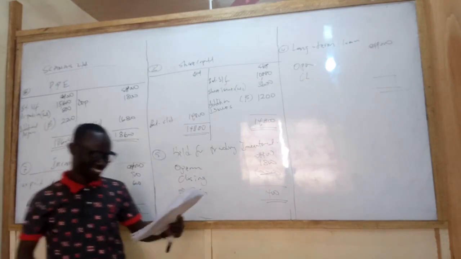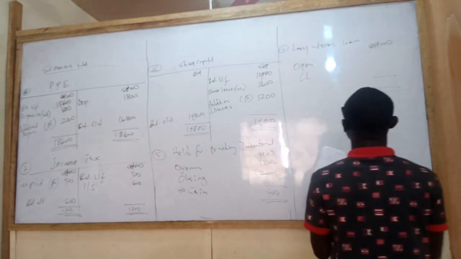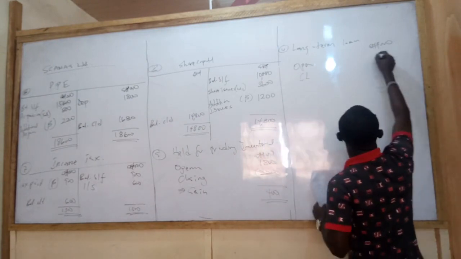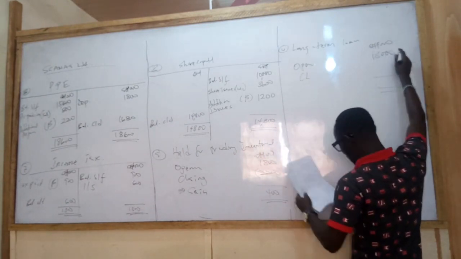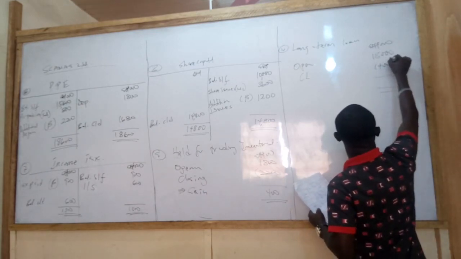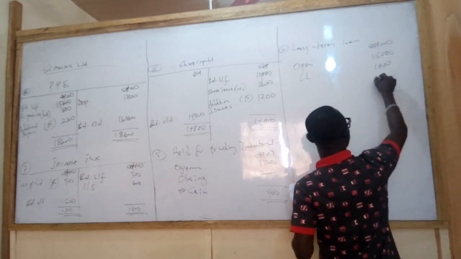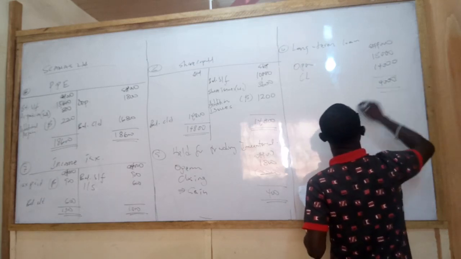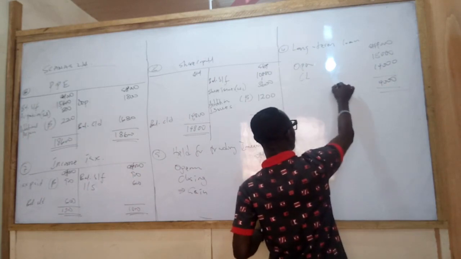18,000. What's the opening? 18,000. Is that the opening? Yes. What's the closing? 14. What's happening? Decreasing. So I subtract, 4,000. What does that mean? We are paying. So repayment of loan.